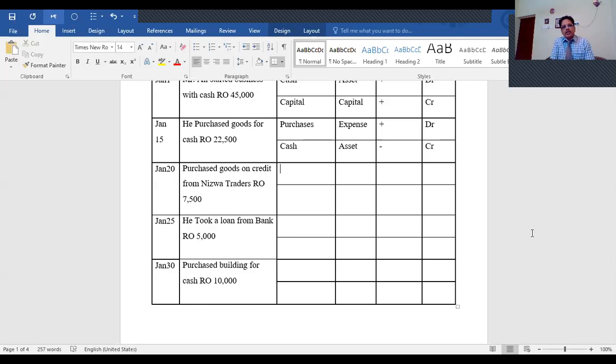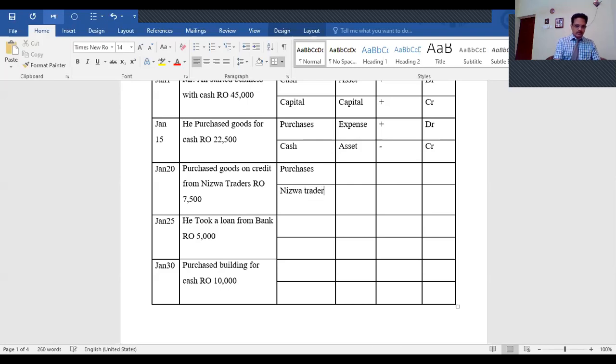The two accounts are: one is purchases, so first account is purchases. Then the other account is Niswa Traders. Actually in Tally, when you are doing it, the account is written as Niswa Traders itself. But in ACCA the guidelines, we have to write Niswa Traders as accounts payable. So we can write accounts payable also. Purchases, debit, and accounts payable, credit. You can write normally the name Niswa Traders.